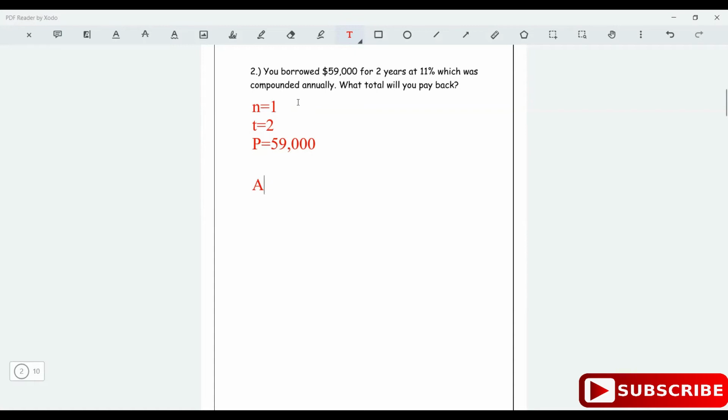Oh, we didn't write down the interest. The interest rate is 11%. 11% as a decimal is 0.11. So the amount is equal to the principal of 59,000 times 1 plus 0.11 divided by n, where n is 1, and this is raised to the n times t, which is 1 times 2. And that works out to be the amount that you're going to pay back: 59,000 multiplied by 1.11 raised to the second power.